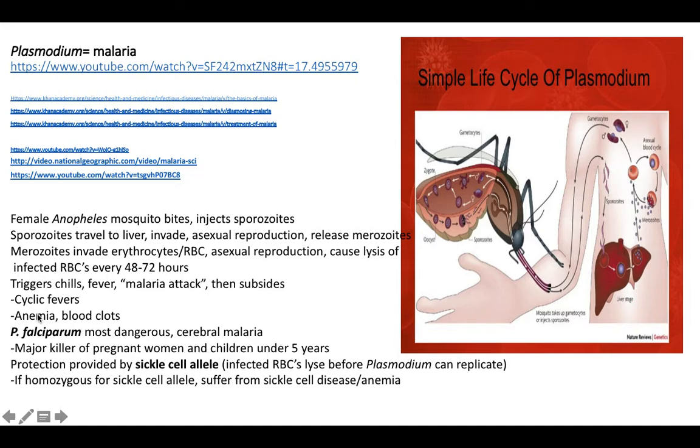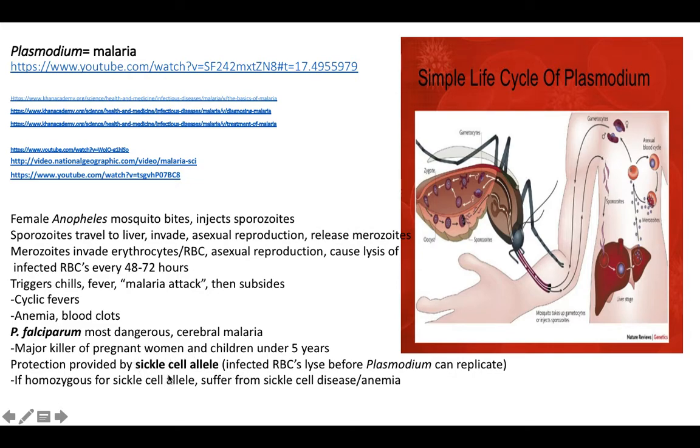Damage with all of them includes anemia and damage to the kidneys. It's a major killer of pregnant women and children under the age of 5. There's a horrible statistic: every 30 seconds, a child somewhere in the world dies of malaria. And do recall there's been some natural selection for humans that are resistant to malaria. Probably the most famous resistance is if you are a carrier of the sickle cell allele. This will protect you against the devastating effects of Plasmodium falciparum malaria.